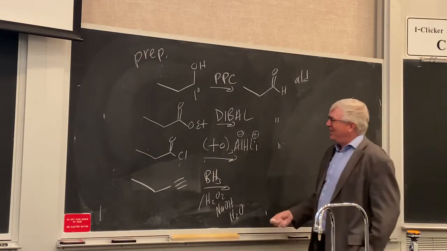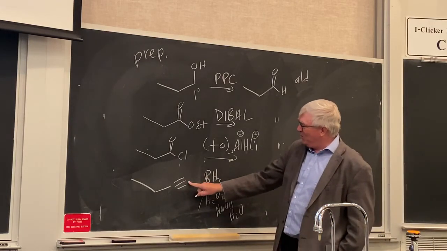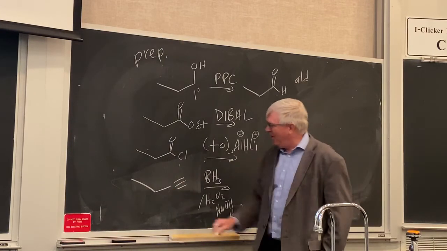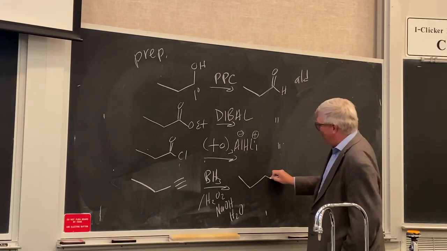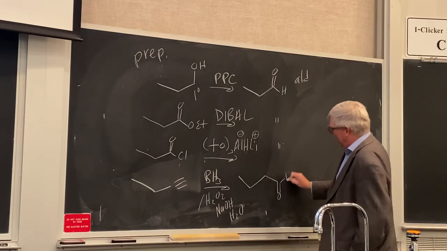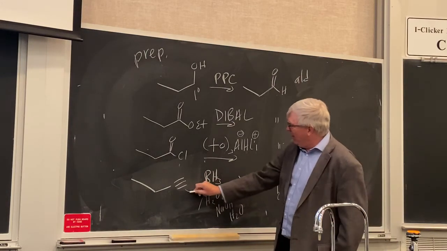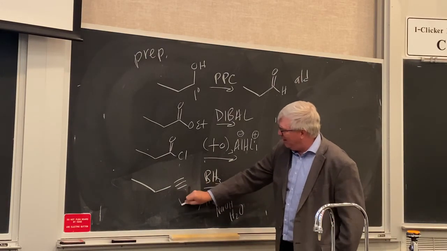Which aldehyde in this case? I'm not meaning to trick you. How many carbons do we have here? 1, 2, 3, 4. So yeah, we're going to have that 4-carbon aldehyde right there. And that's because we do the anti-Markovnikov hydroboration, right?